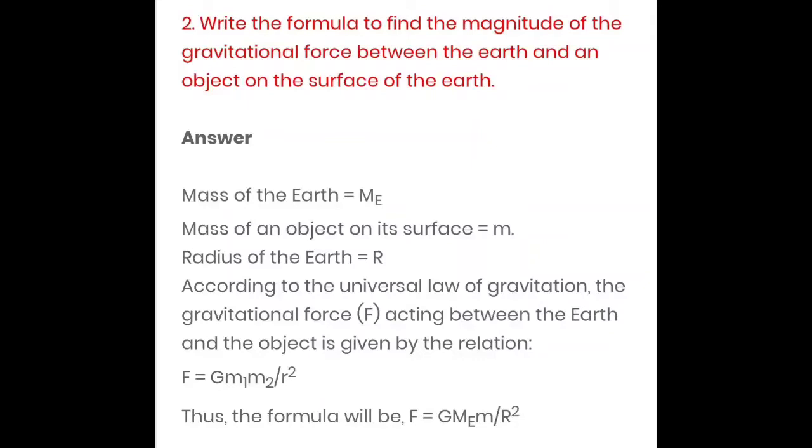So, according to the universal law of gravitation, the gravitational force F acting between the earth and the object is given by the relation F is equal to G m1 m2 divided by r square. Here, small r can be replaced by the radius of the earth, capital R. So the formula will be F is equal to G me m divided by capital R square.